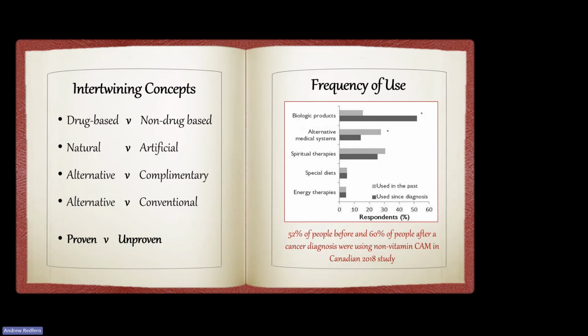This shows how many people before and after cancer diagnosis in Canada were using various things. And as you can see, the light grey bars show lots of people using alternatives already, about a third of people, and it went up to probably about 40% with cancer. Biologic products and supplements went up, and alternative medical systems, which I think are things like Reiki, homeopathy, iridology, and so on, went down.